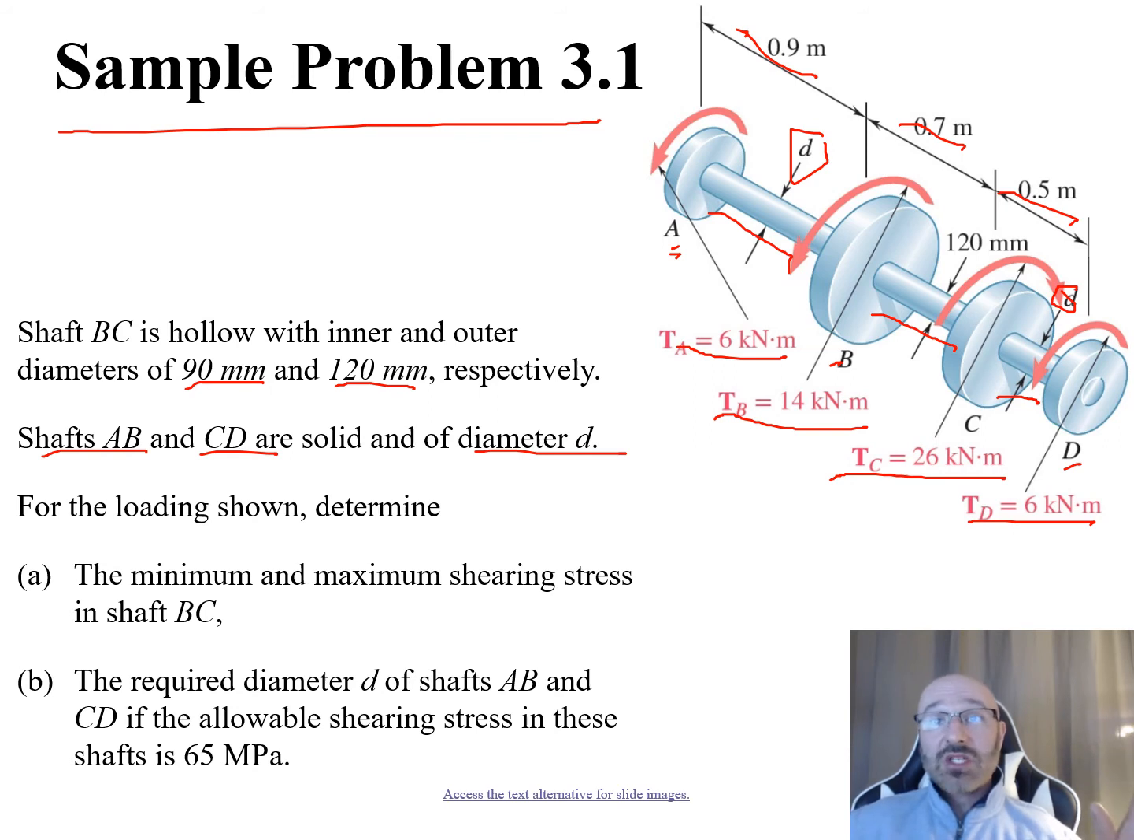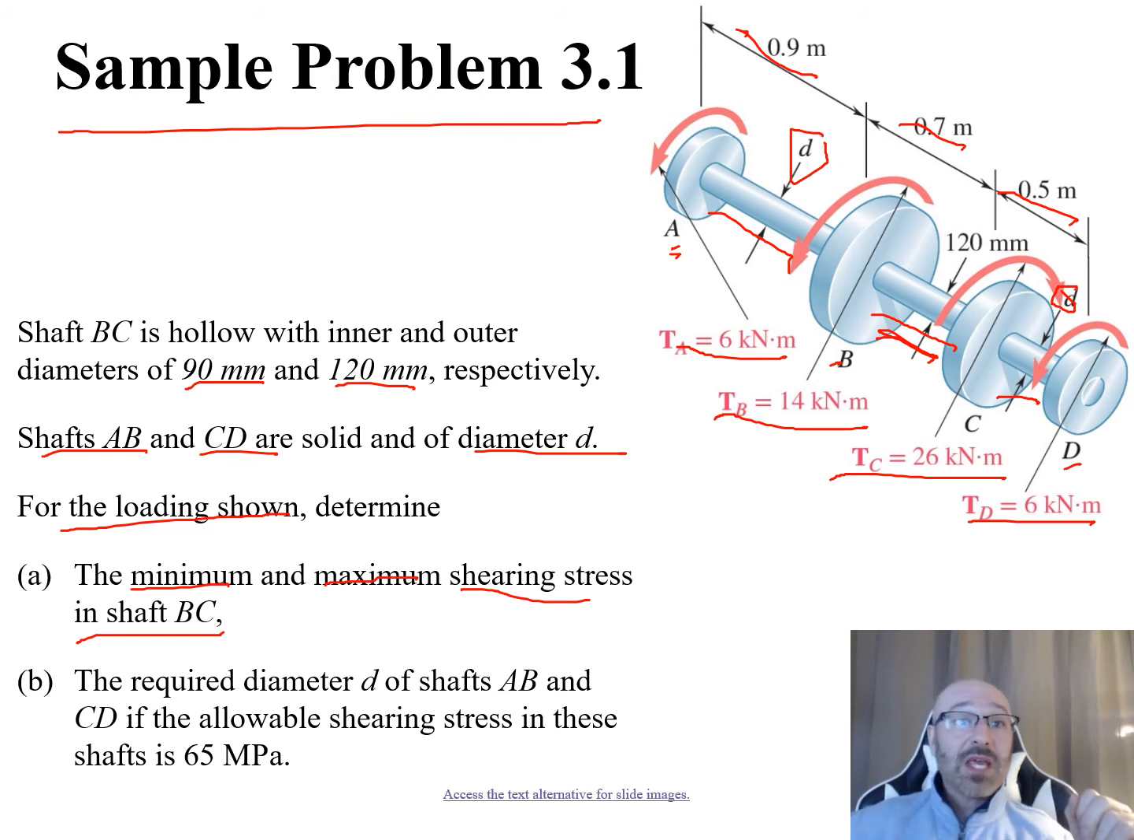So with all that information there, we can now go down and say, okay, for the loading that we see here, they want us to determine two different things within this problem. So part A, what do they want us to find? They want us to find the minimum and the maximum, so still two things within part A here, shearing stress for shaft BC. So we're really only concerned with shaft BC for part A right there, but we want to get the minimum and the maximum shearing stress for that.